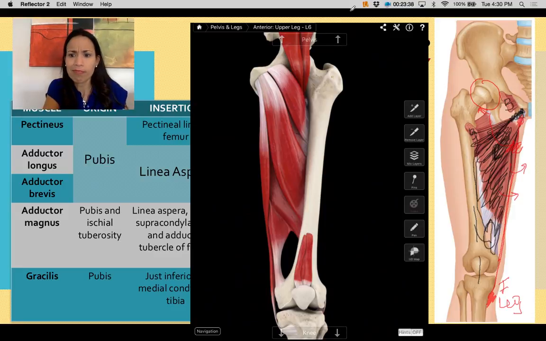I think we're done with this set of muscles. See you in the next one. I know my muscles now. In the next video, we're going to talk about the anterior compartment of the thigh. See you.